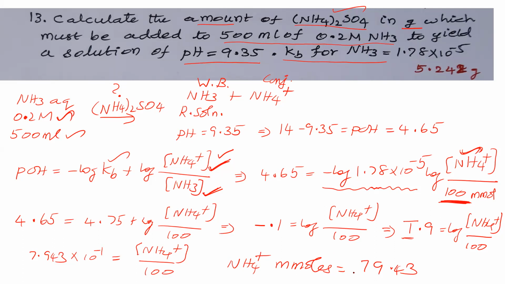So we got millimoles of ammonium ion. Now we know millimoles of ammonium ion, and what we have to calculate is ammonium sulfate. Therefore, millimoles of ammonium sulfate is equal to 79.43 divided by 2. Why have we divided by 2? Because one ammonium sulfate contains 2 ammonium ions. So we got millimoles of ammonium sulfate.